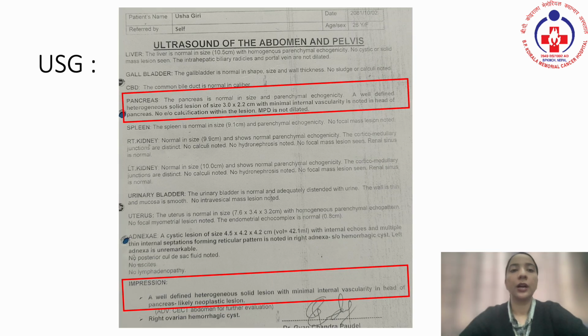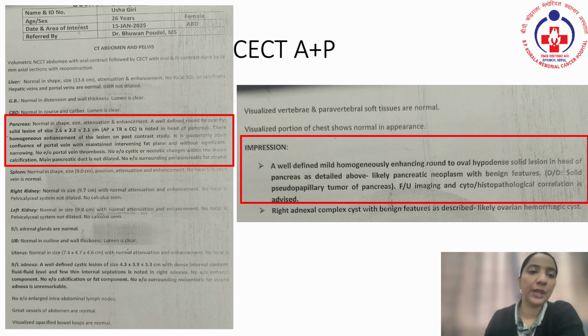She had undergone ultrasonography of her abdomen in another center, which showed a homogeneous solid lesion in the head of the pancreas of about 3 into 2.2 centimeters, with no lymph node around the mass and no adhesion, and thus was advised CT abdomen and pelvis.